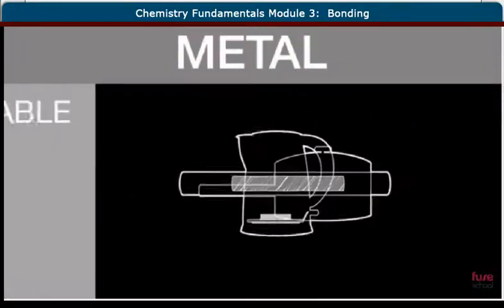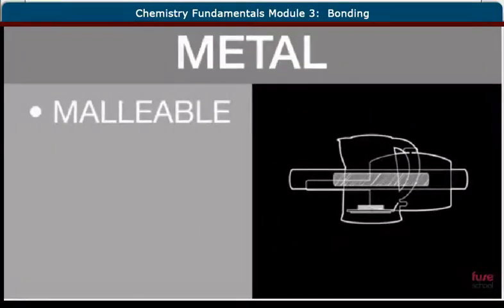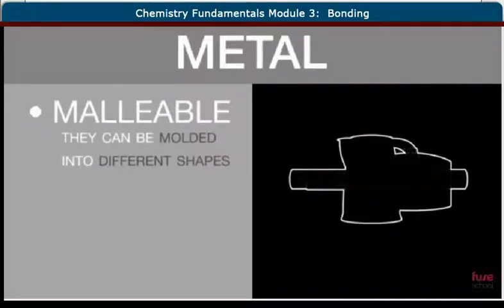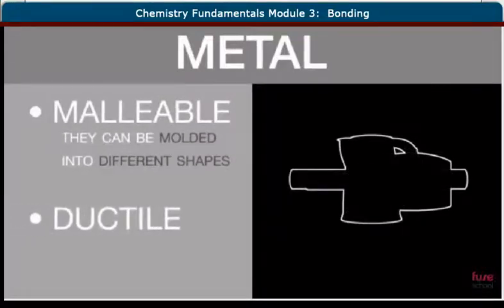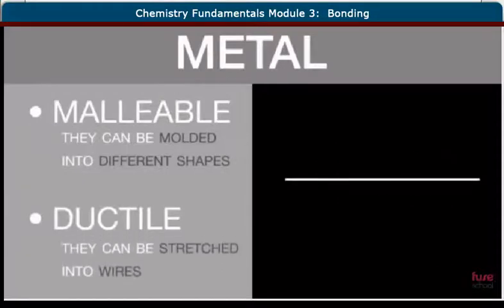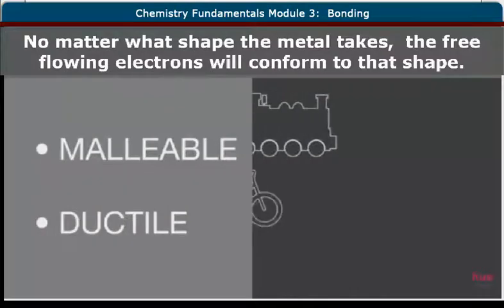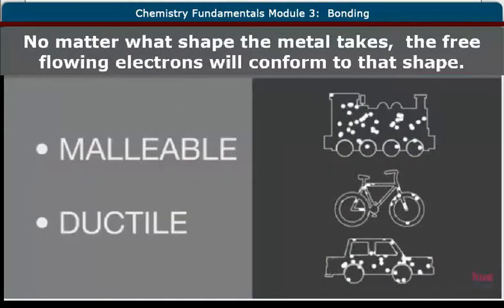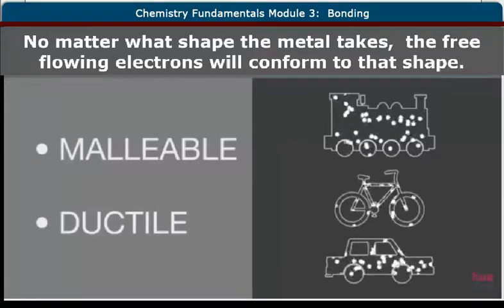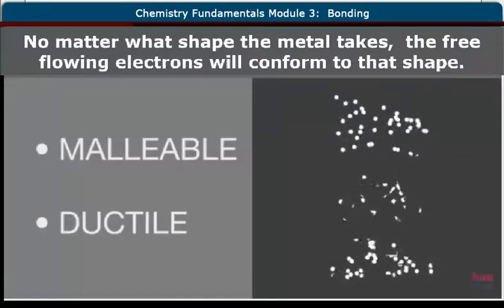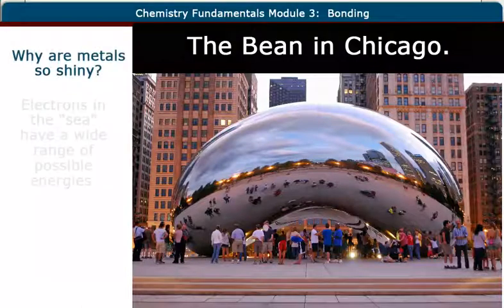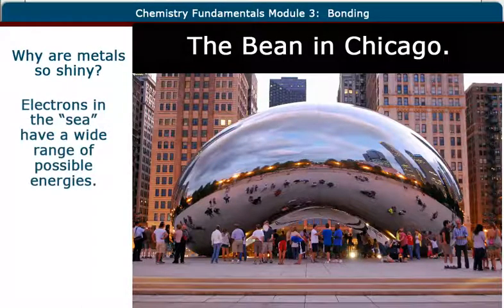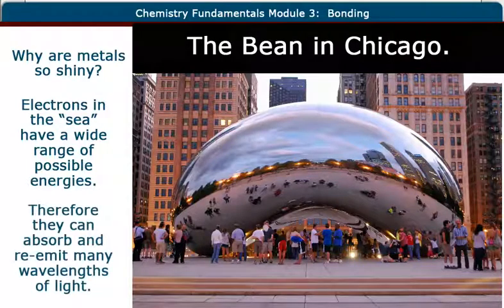Recall from Chapter 1 that metals are malleable, meaning they can be molded into different shapes, and ductile, meaning they can be stretched into wires. No matter what shape the metal takes, the free-flowing electrons will conform to that shape. Why are metals so shiny? Because electrons in the sea have a wide range of possible energies. Therefore they can absorb and re-emit many wavelengths of light.